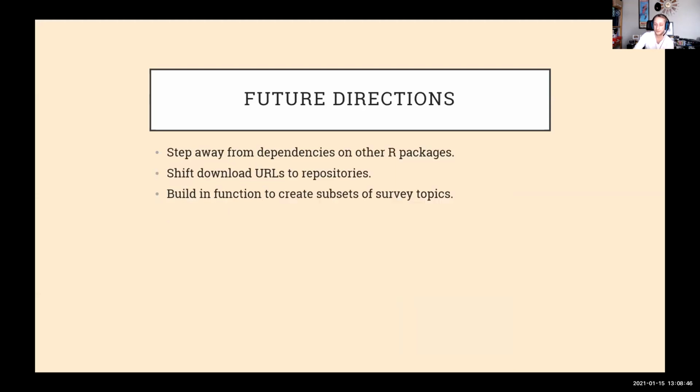So currently, cesR is heavily dependent upon other R packages such as labelled and haven to read in the CES survey datasets. So far, this hasn't been an issue, but any changes to these packages could change the functionality of cesR. So one step for future direction would be to move away from this dependency. Additionally, cesR currently downloads the survey datasets from an associated GitHub repository. This was done for the reason of simplicity. A future step is to shift the URLs used to download the surveys to the data repositories holding the survey datasets. And lastly, the CES surveys have sections that are of similar topics, i.e. economy and democracy. A future step would be to build a function that automatically creates subsets of these topics.